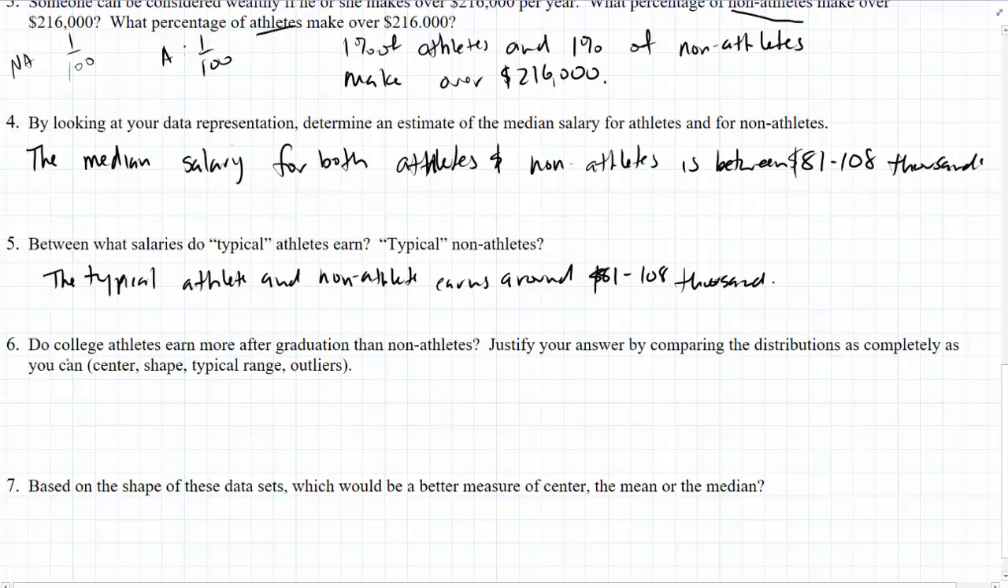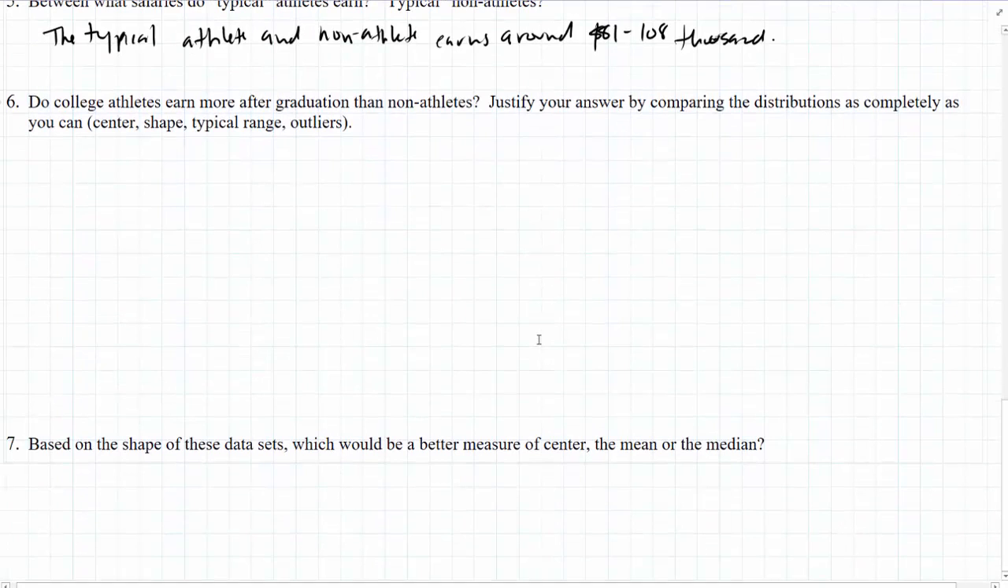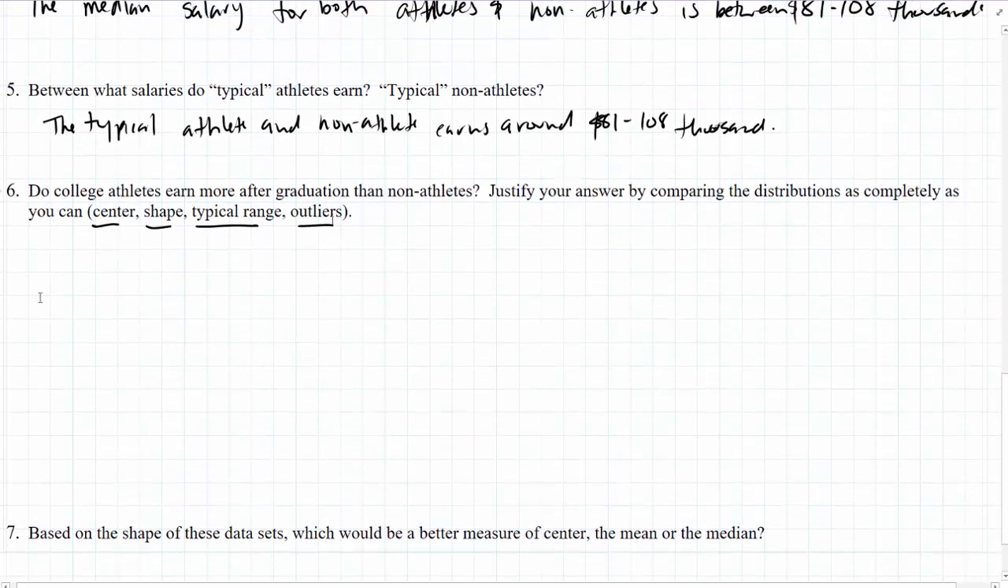Now we have to answer this question: do college athletes earn more after graduation than non-athletes? We have to justify our answer by comparing the distributions as completely as possible. We're going to talk about the 4 things: center, shape, typical range, and outliers.